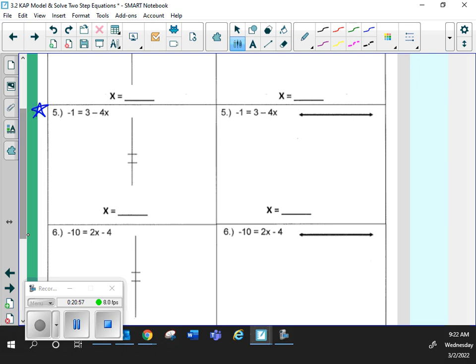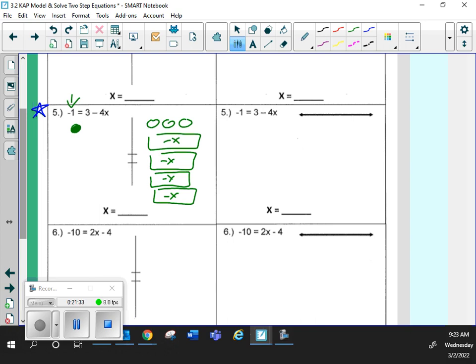Okay. So tell me what's the model. On this left side, what is on the left side? -1. Okay. On the other side, for the 3, 3 positives: 1, 2, 3. Minus 4x. How do I do minus 4x? -4x. So 1, 2, 3, and -x. Okay, I'll give y'all a second.